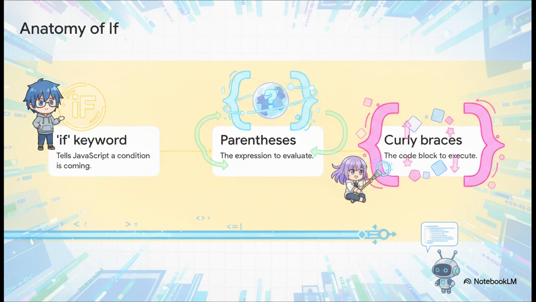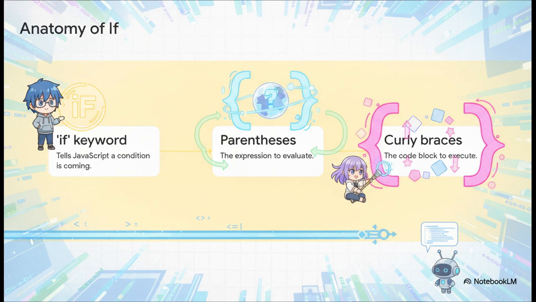Step 1 is the if keyword itself. This just tells JavaScript, hey, a condition is coming. Step 2 is the parentheses. Inside these is your expression. This is the actual test, the exact thing JavaScript evaluates to see if it's true or false. And step 3 is the curly braces. Everything inside these braces is what we call the code block. If the expression in the parentheses is true, the code inside these curly braces gets executed.